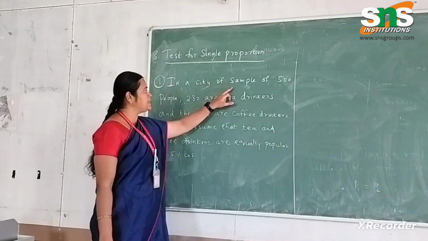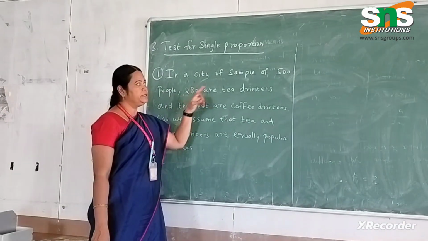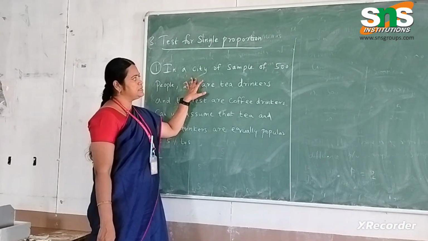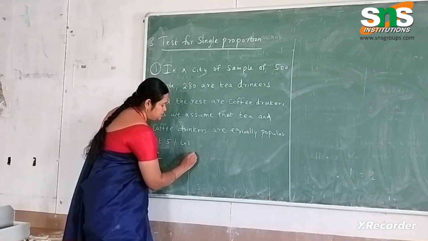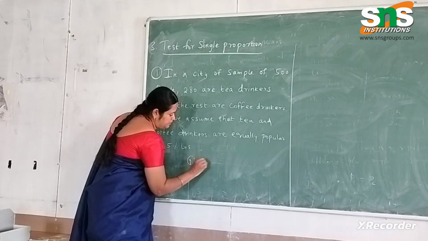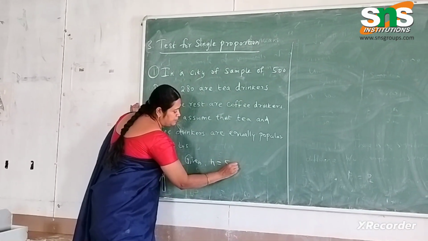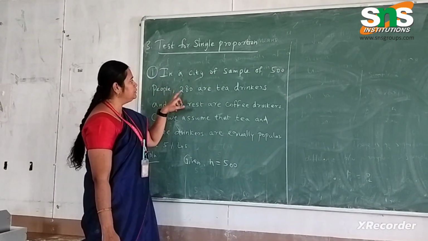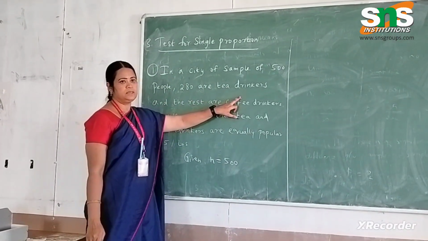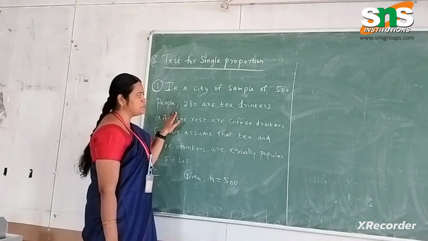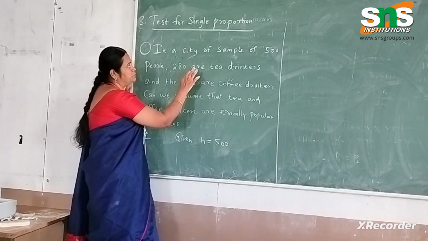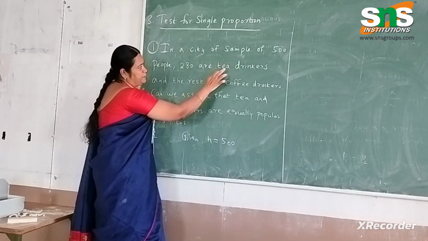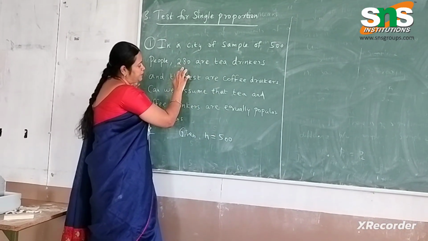In a city, a sample of 500 people. Here 500 people is the sample size, so this comes under large sample. What is given? Given n is equal to 500. This is the sample size. And out of 500 people, 280 are tea drinkers. If it is given like a proportion, like a ratio, you have to take it under the proportion type. That is, out of 500 people, tea drinkers are 280.